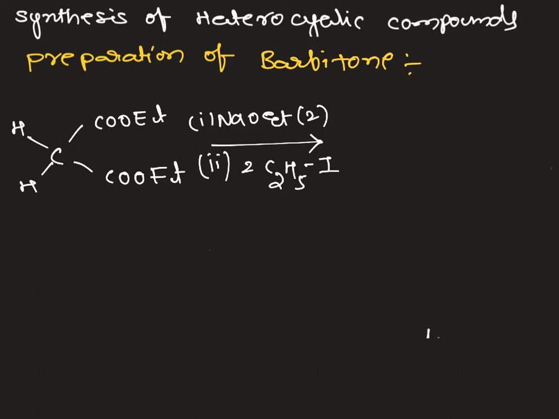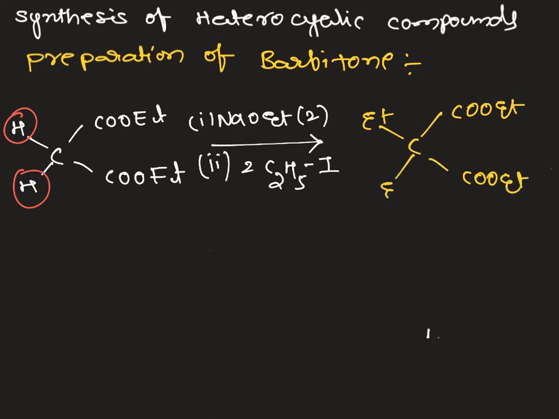So hydrogen is removed and an ethyl group is attached here. This is the dialkyl derivative of diethyl malonate. So here an ethyl group, COOEt, and an ethyl group. Once a diethyl derivative of diethyl malonate is formed, this substrate reacts with urea and gives barbitone. It is an example of a condensation reaction.